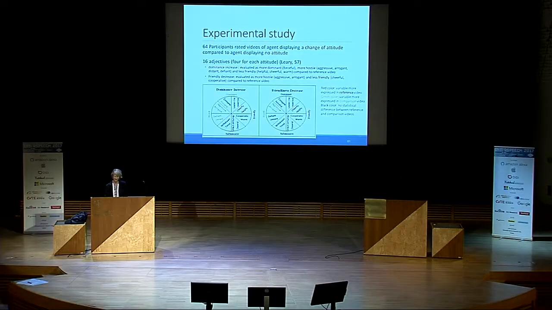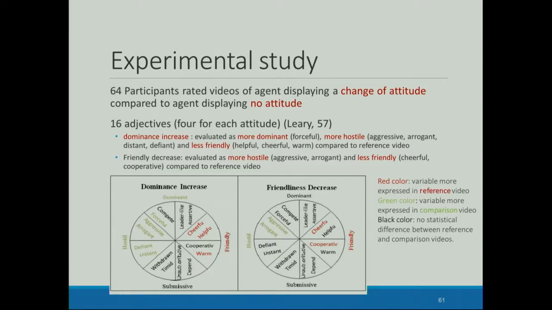So in both of those examples, the communicative intention was the same, so the same text and the same communicative intention. The only thing that varied was the attitude variation. So we conducted experimental studies where we had participants rate the videos of the agent changing its attitude compared to videos showing no attitude. And we used 16 adjectives that are spread around the circle, the 2D dimensions of the attitude representations.